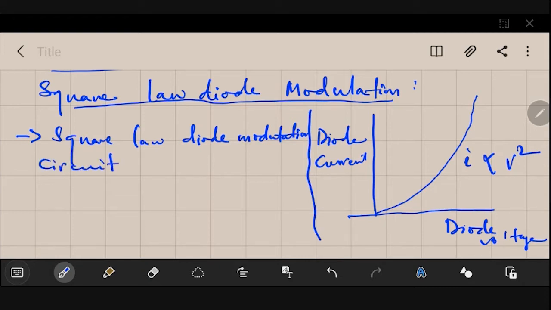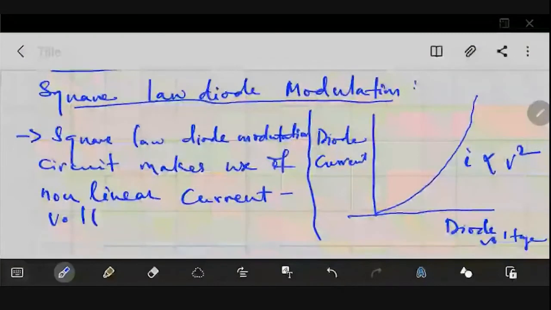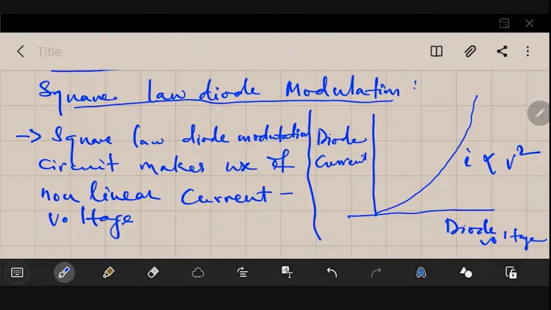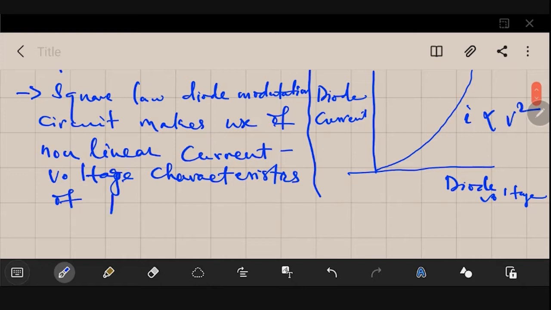makes use of the nonlinear current-voltage characteristics of the diode.